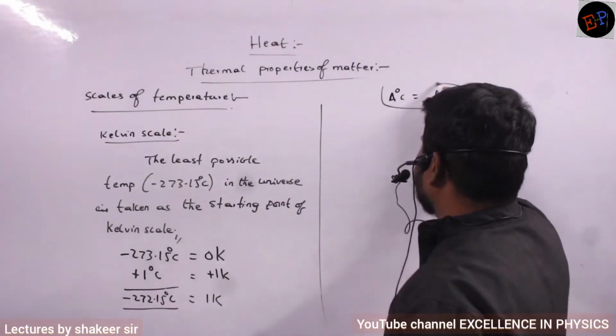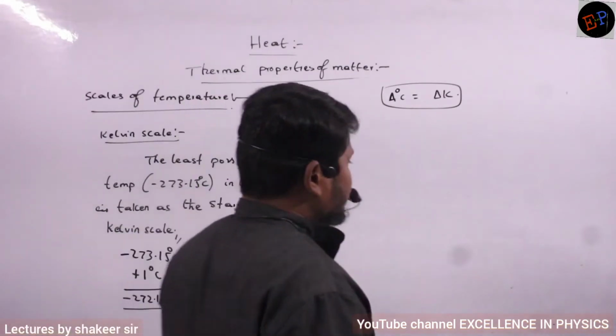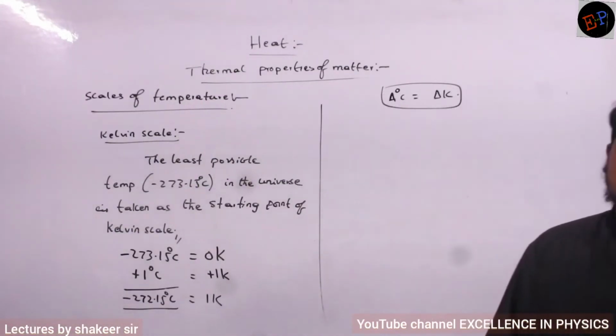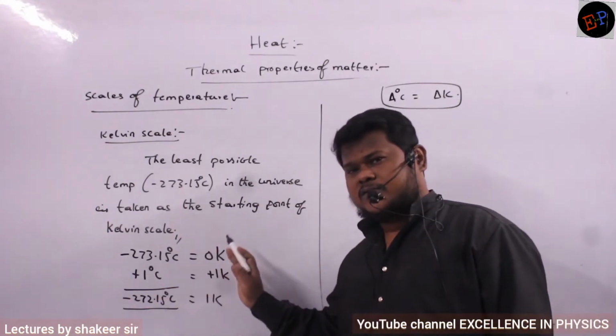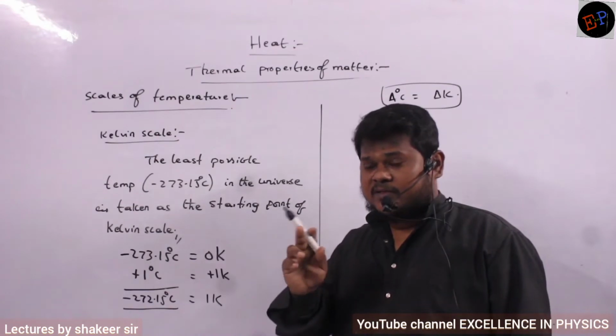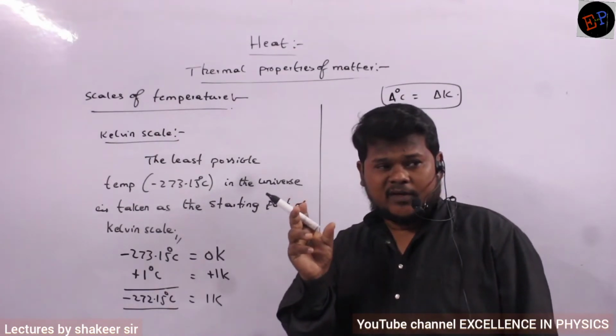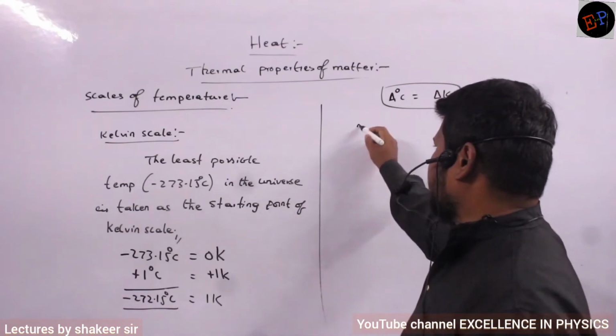Can you say what is the meaning of this? Change in temperature of Celsius is equal to change in temperature of Kelvin. Changes are same. So here if 10 degrees is changing, in Kelvin also 10 degrees will change. Okay? But the magnitude of temperatures, that is the numerical values, are not the same.